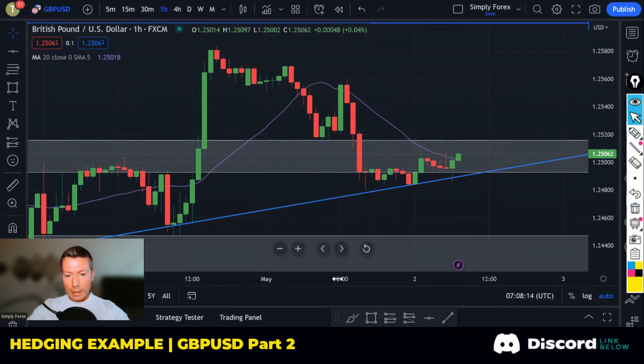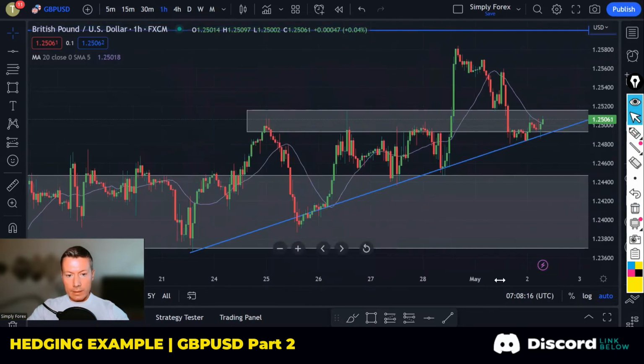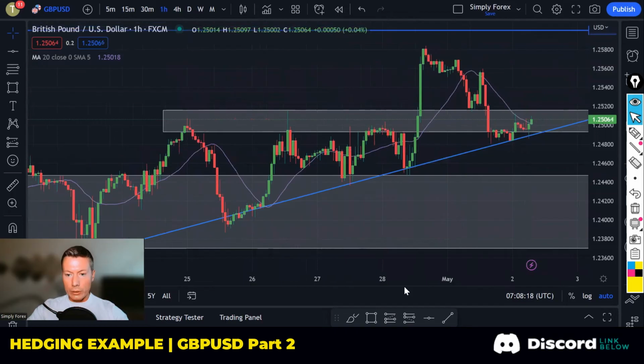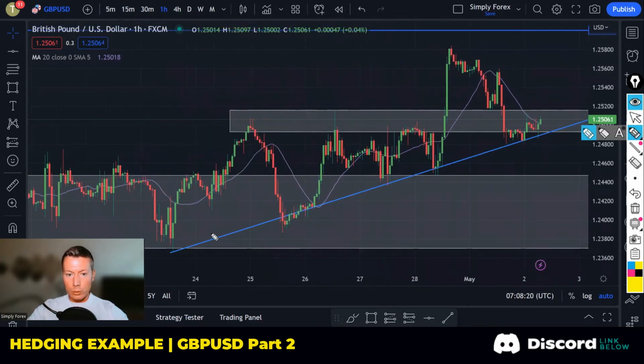What else am I looking at, guys? You can see that this is also a good area because of this blue channel line. So it gives me confidence to come out of the sell order for that reason as well.